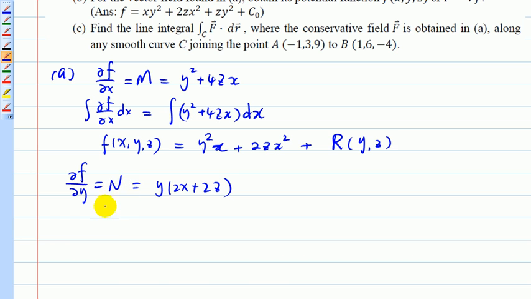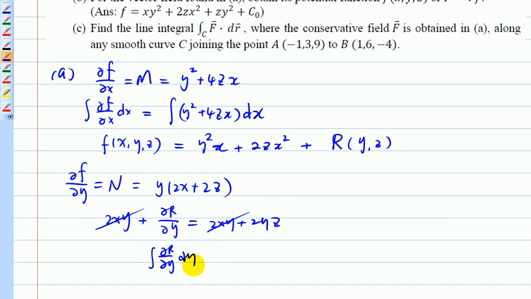What you get is 2xy, the next term goes to 0 when differentiated with respect to y, and this term gives dr over dy. The other side is 2xy plus 2yz. So the 2xy terms cancel, and you end up with this expression here. Then you integrate both sides with respect to y.